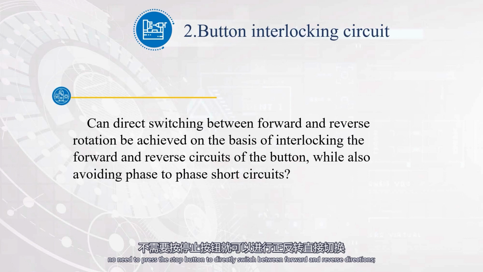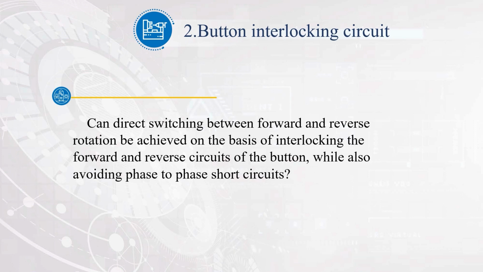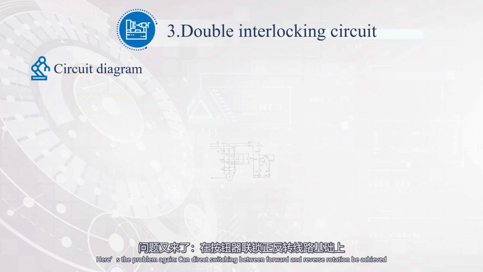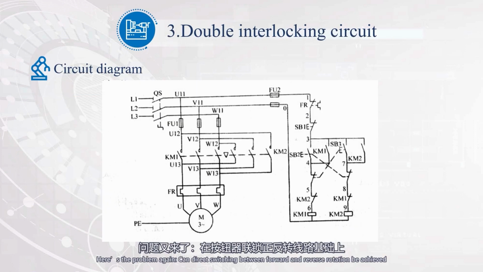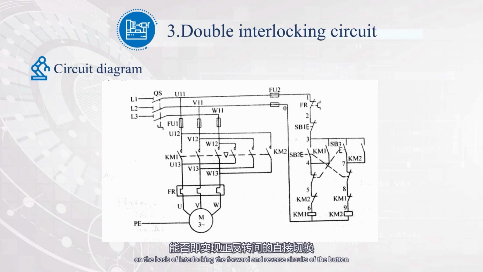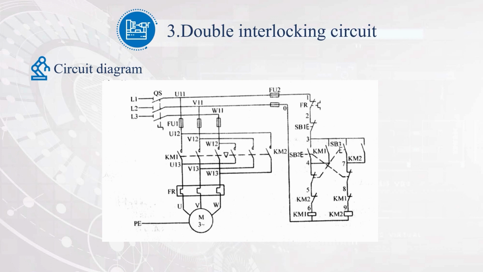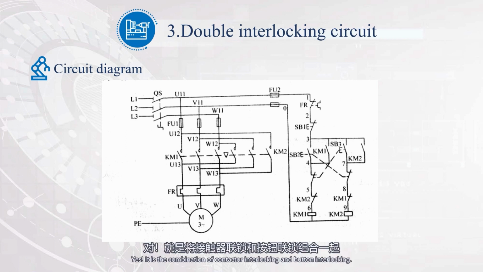The disadvantage of button interlocking circuit is that it is prone to phase-to-phase short circuits. Here's the problem again. Can direct switching between forward and reverse rotation be achieved on the basis of interlocking the forward and reverse circuits of the button, while also avoiding phase-to-phase short circuits? Think about how to achieve it. Yes. It is the combination of contactor interlocking and button interlocking.